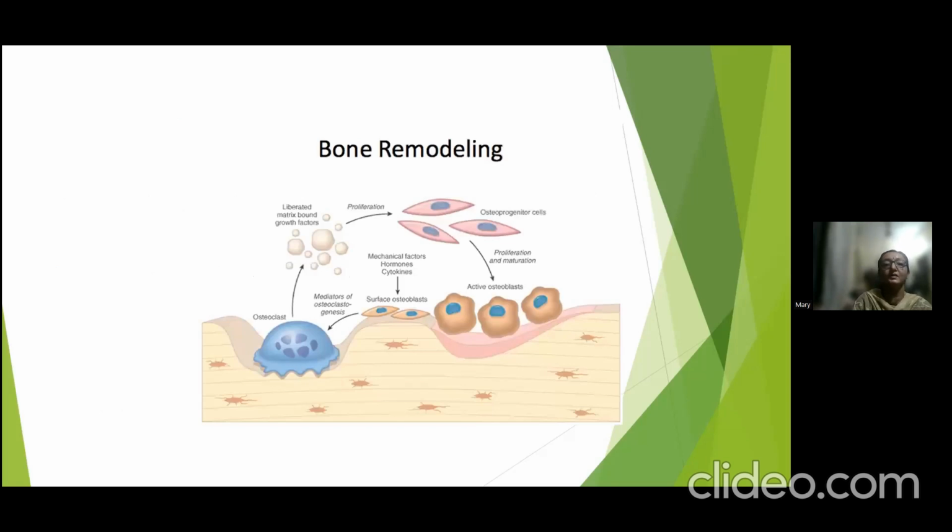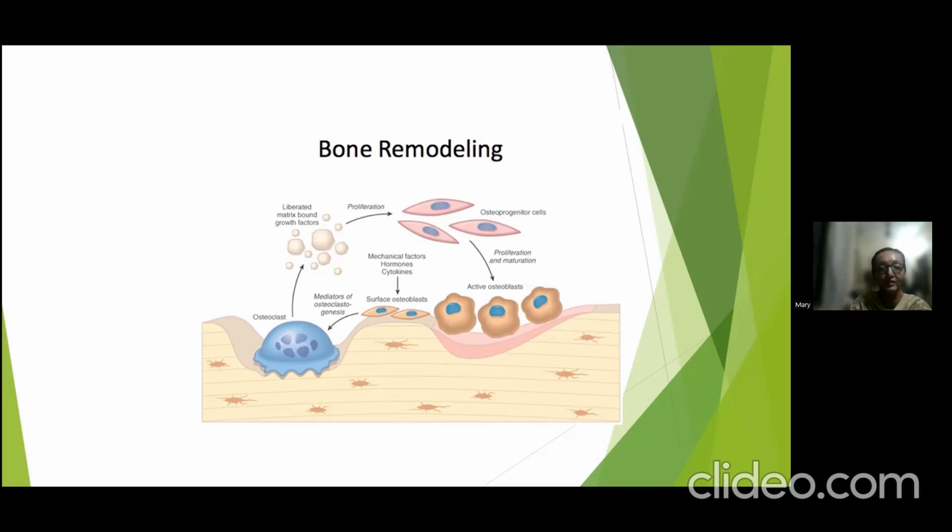So this is a picture depicting the bone remodeling. Here you see the osteoclast with a ruffled border, and as the bone resorption occurs, it liberates matrix-bound growth factors into the surrounding area. So this in turn will stimulate proliferation of osteoprogenitor cells, and these osteoprogenitor cells, when stimulated, will proliferate and mature to form osteoblasts.